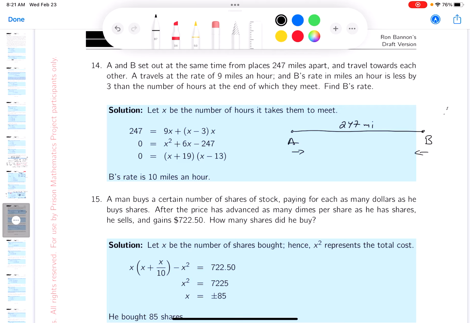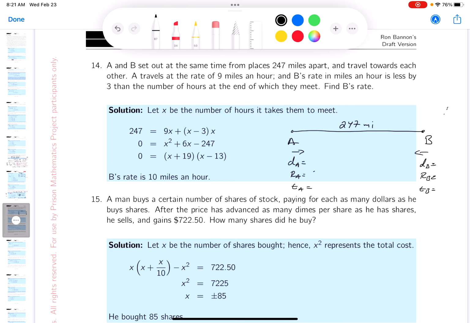And it goes on and says A's rate of travel. Well, I'm going to put this down over here. The distance that A goes, the rate that A goes, and the time that A is allowed to do this, all right? Same thing for B. I'll put down DB. That's the distance that B goes, the rate that B goes, and the time that B goes, all right? Now, it says A travels at a rate of 9 miles an hour.